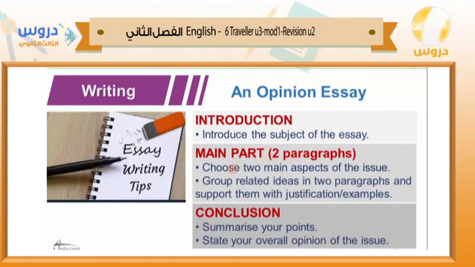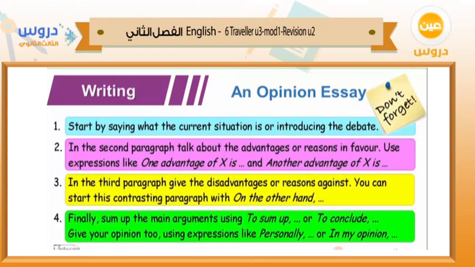For the body, you choose 2 main aspects of the issue. You got advantages and disadvantages. And then you group related ideas in 2 paragraphs and support them with justifications and examples. Always justify and defend your opinion by examples. And finally, for the conclusion, which is the final paragraph, you can summarize your points, and then you state your overall opinion of the issue. So let's put this into order.